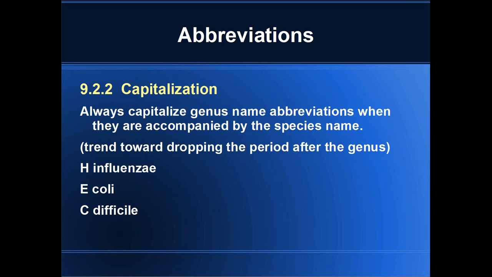It wouldn't be incorrect to include H period and then your influenzae, or E period coli, or C period difficile. But there is a trend toward dropping that period off after the genus. So the genus is the first part, and the second part is the species name. That is actually clarified a little bit in your Book of Style as well. Even if you didn't know what they were, the first letter is typically the initial for the genus, and the second part is the species. So you capitalize that, and you can put a period or not, but there is a trend toward dropping the period after the genus.